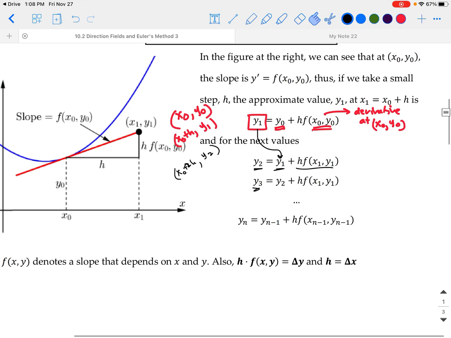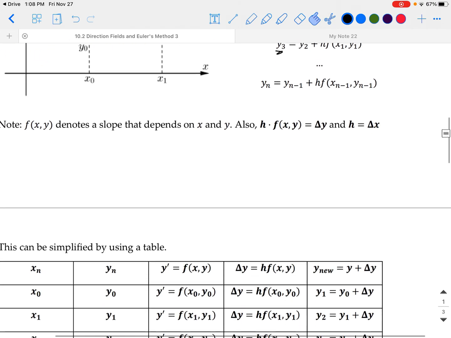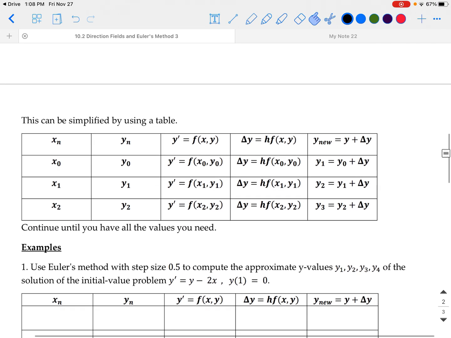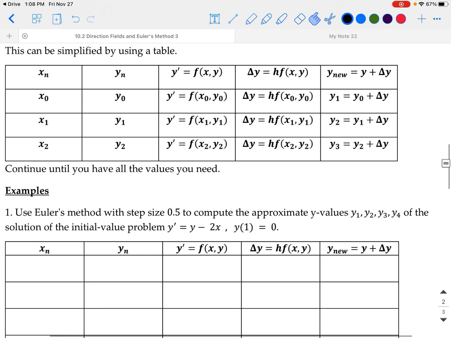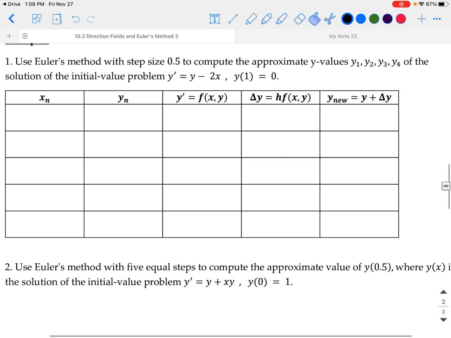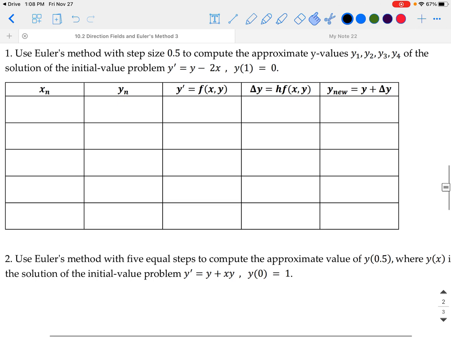So let's go ahead and just jump into some examples here. And note what we're going to want to use is a table. It doesn't have to be super sophisticated like this. So note, I'll simplify a bit. But this is essentially what it looks like in general for our iterations. So let's go ahead and look at our first example so we can see what this will actually look like in practice.